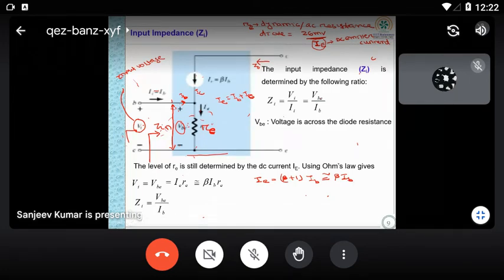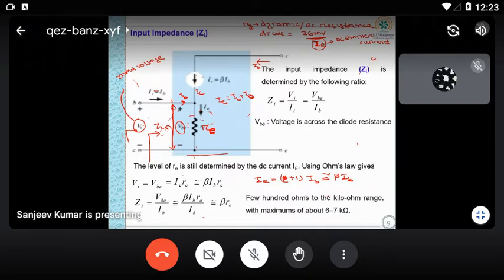Now the input impedance Zin we can write as VB by IB. So I put beta IB RE divided by IB, which is equal to beta RE. So here the input impedance is equal to your beta RE value. Clear? Yes, sir.